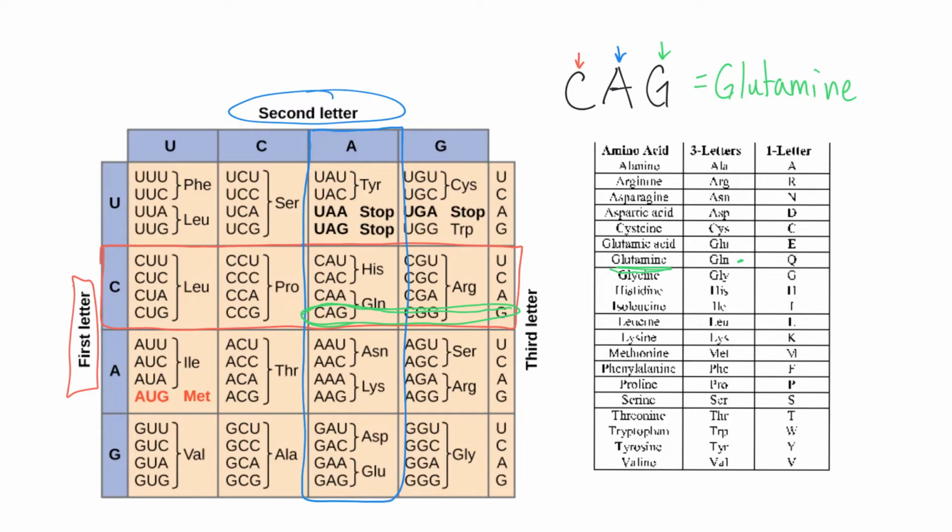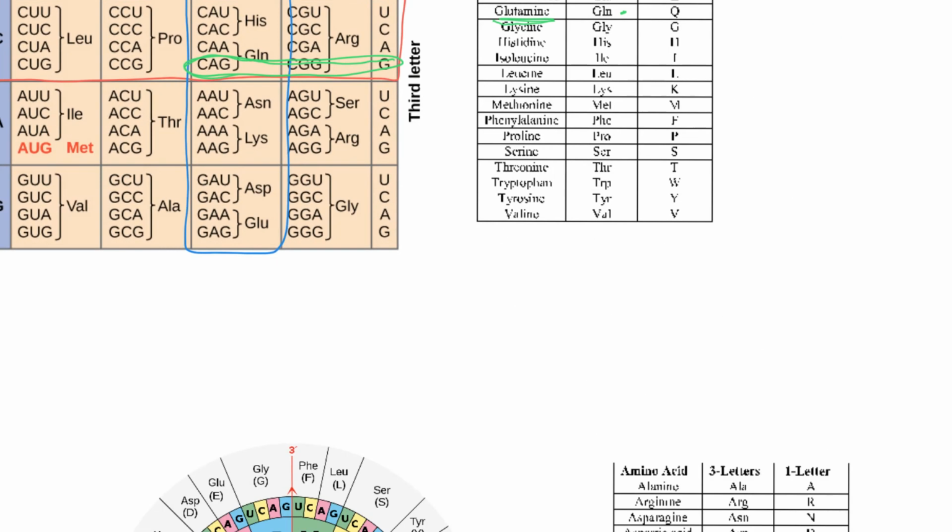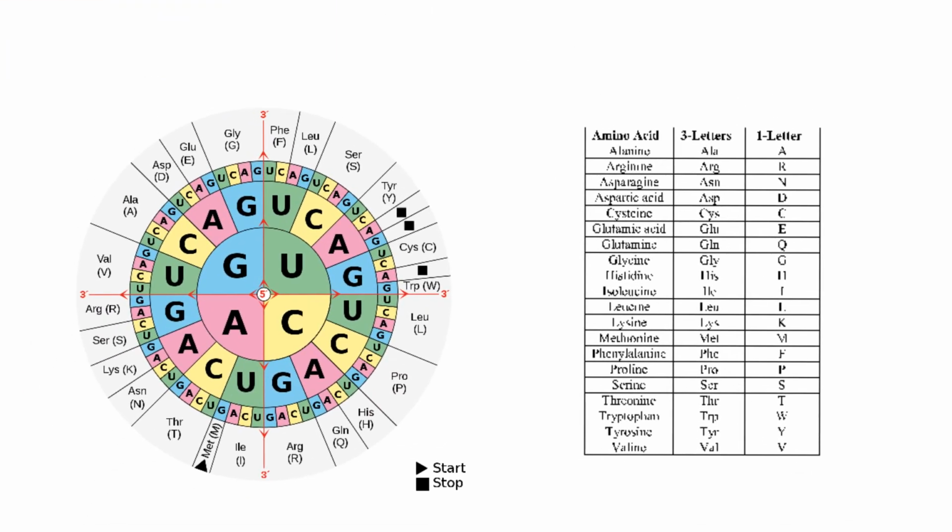Let's do another example using the codon wheel. Codon wheels serve the same purpose as a codon chart. I think they're a little bit easier to use because we just read them. Codon wheels are read inside to out. So we're going to start in the innermost circle, and then we'll work our way towards the outside of the circle as we go through our three-letter code.